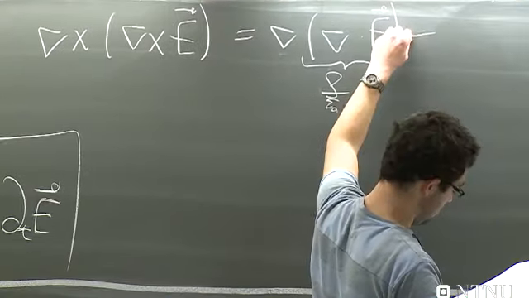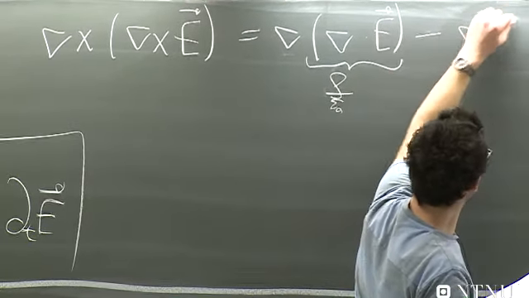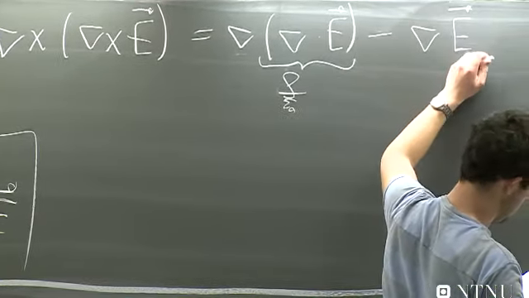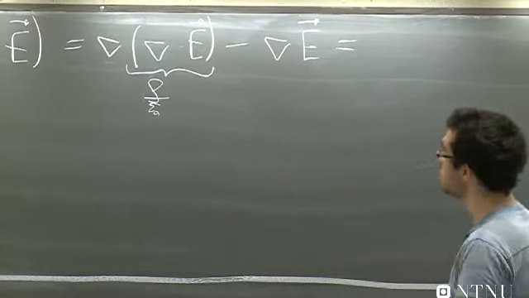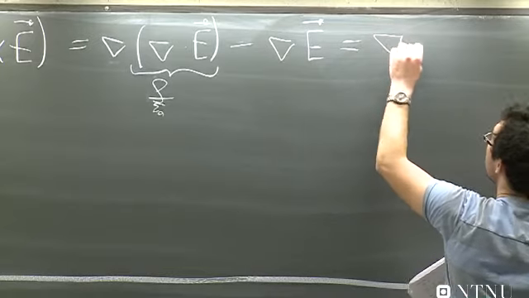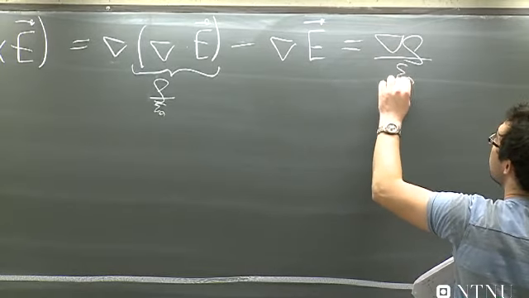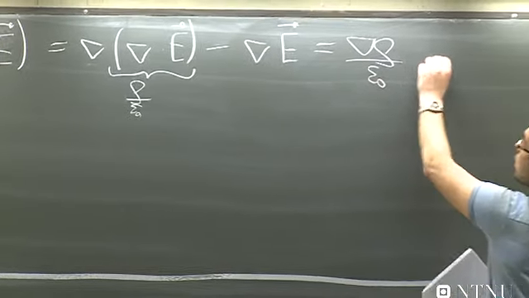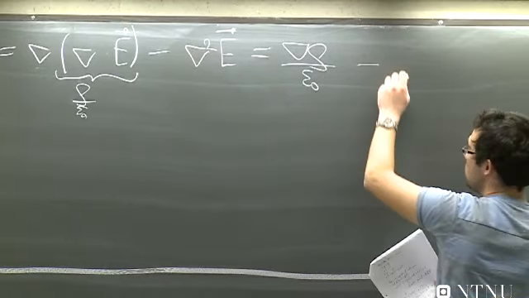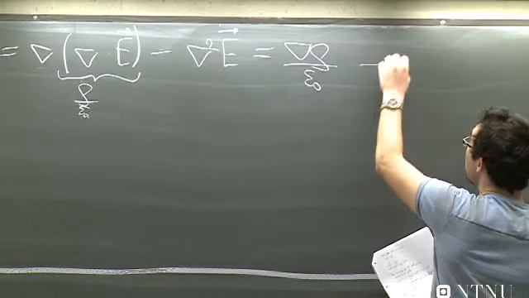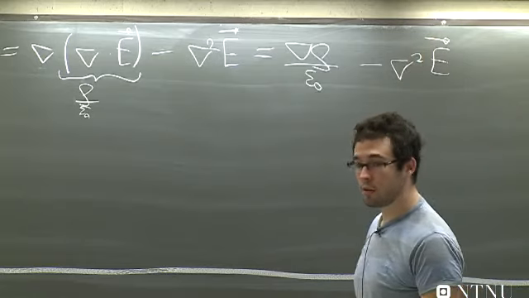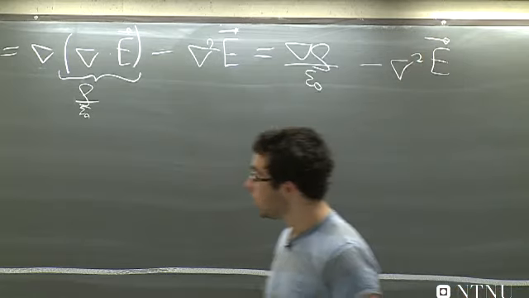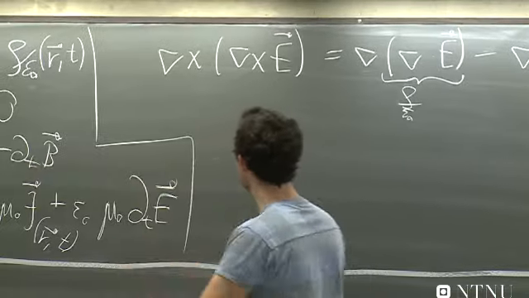Also we had the Laplacian of E. And this becomes the gradient of the charge distribution, as well as the Laplacian of E, right? Now that was the left-hand side of the Faraday's law. The right-hand side is this one.